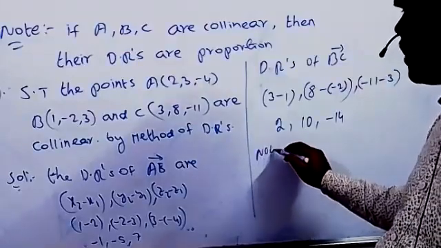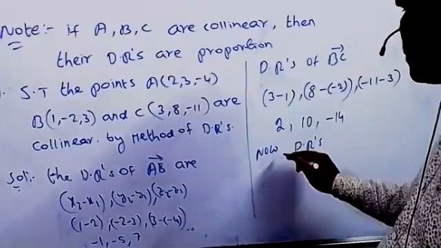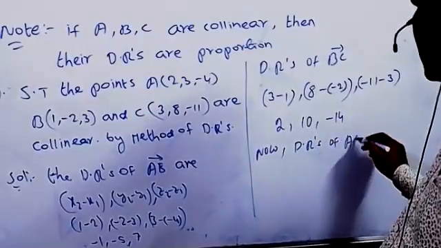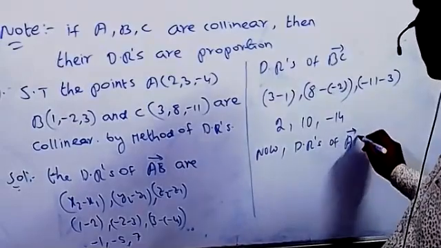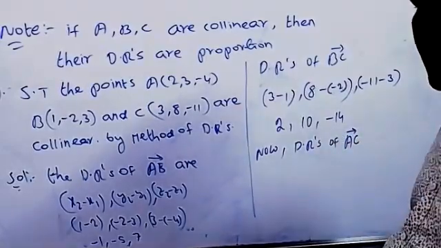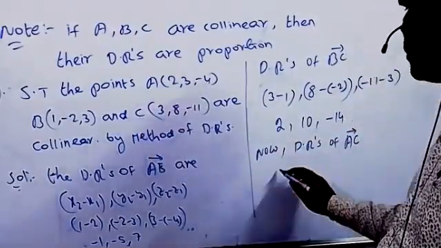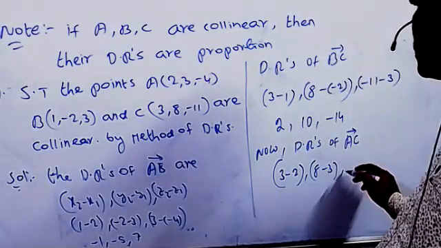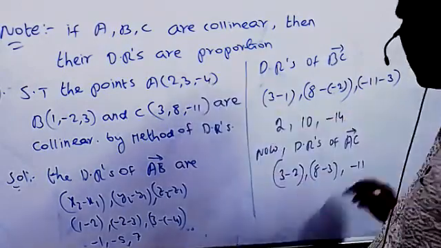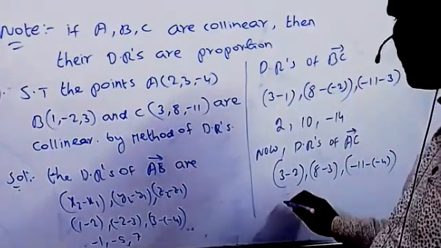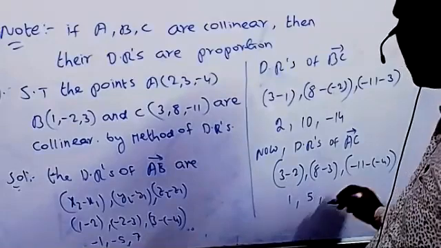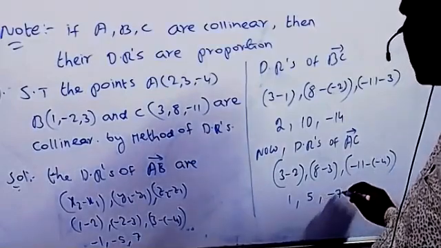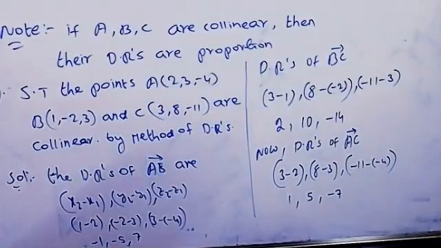Next, take the direction ratios of AC. Take both these points. 3 minus 2 first, 8 minus 3 second, and minus 11 minus of minus 4 third. 3 minus 2 equals 1, 8 minus 3 equals 5, and minus 11 plus 4 equals minus 7. These three are the direction ratios of AC.